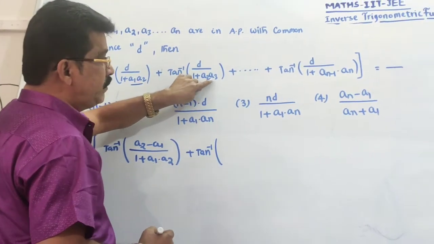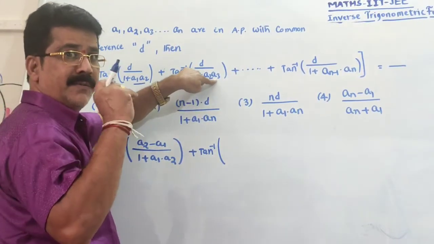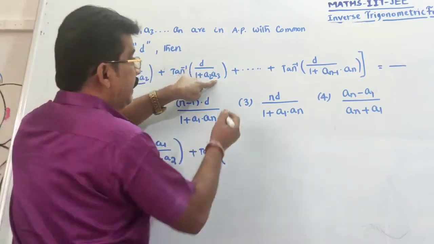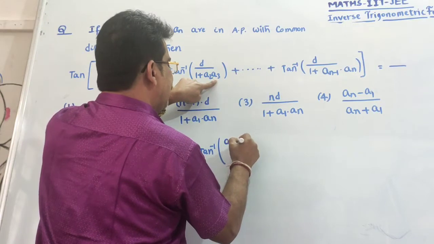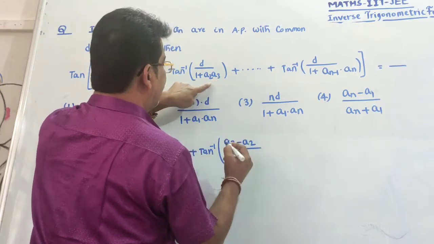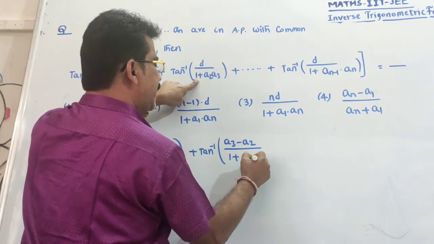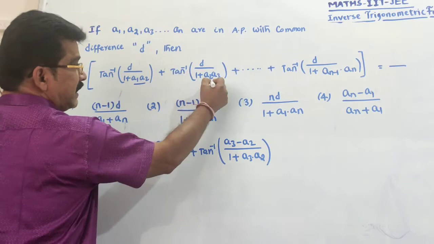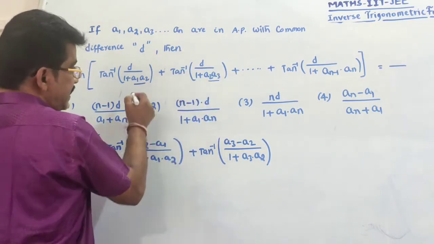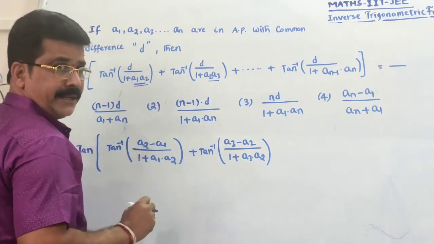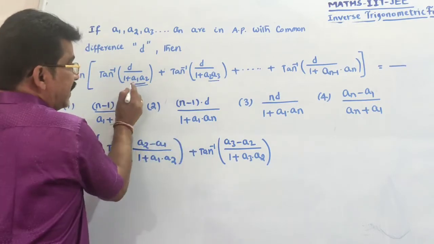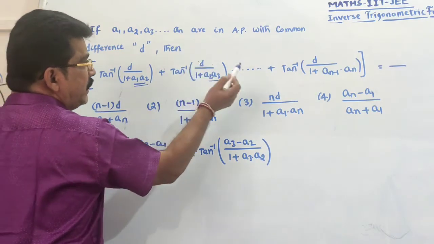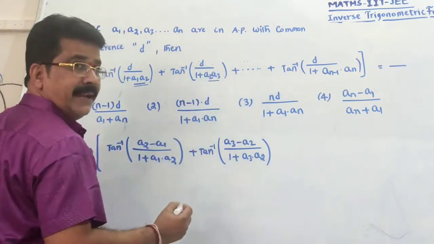Similarly, A2, A3 is there. That's why we must take the common difference with respect to A2, A3 only. A2, A3 means it is A3 minus A2 divided by 1 plus A3 into A2. Why? Because this term contains A2, A3, but this term contains A1, A2. Therefore, for mathematical convenience, we wrote A2 minus A1. Here A3 minus A2. Next A4 minus A3, just like that.